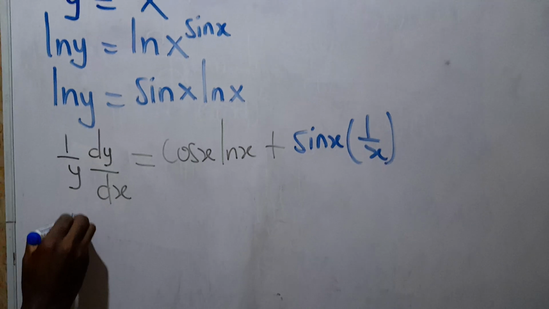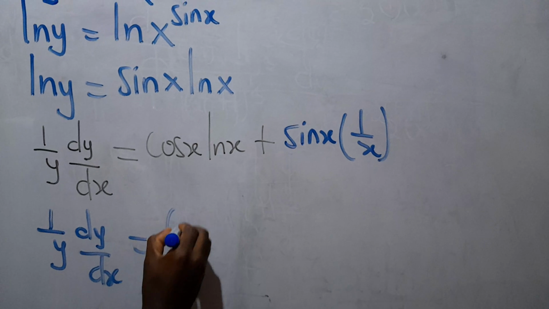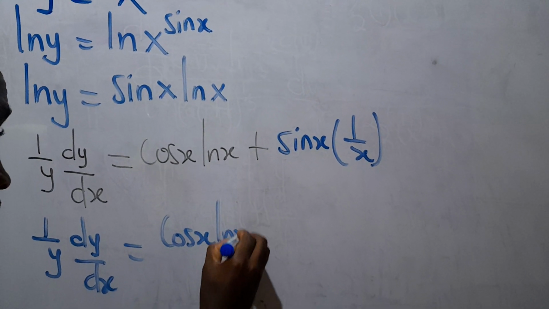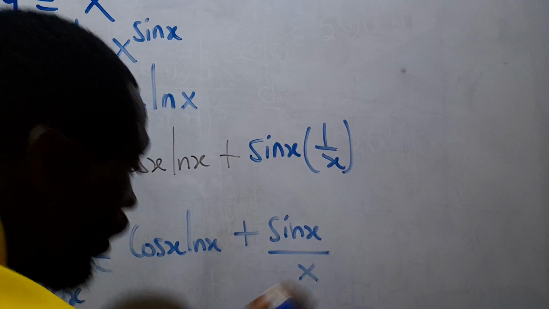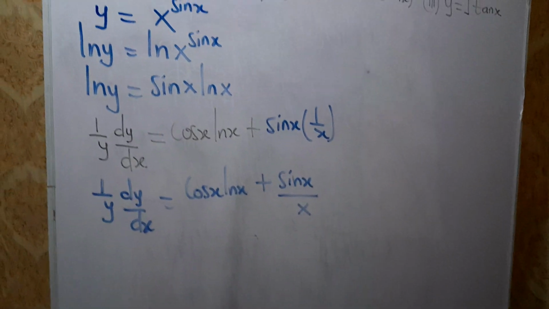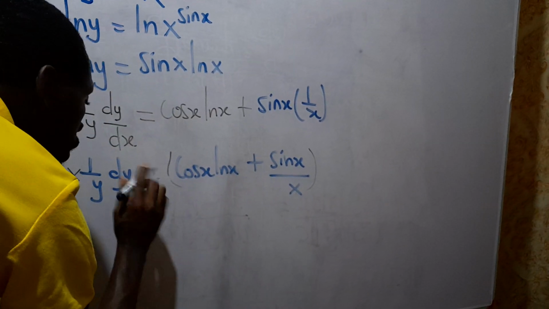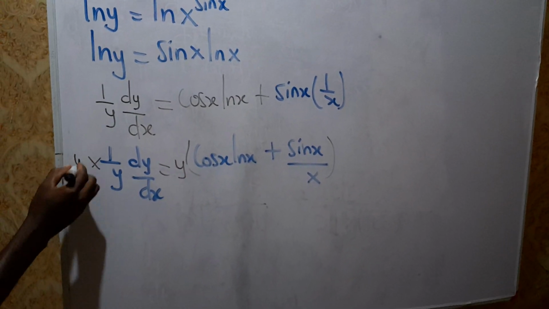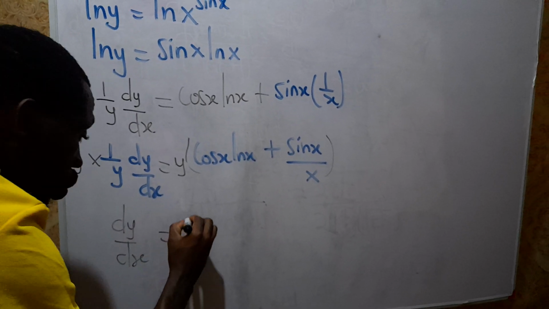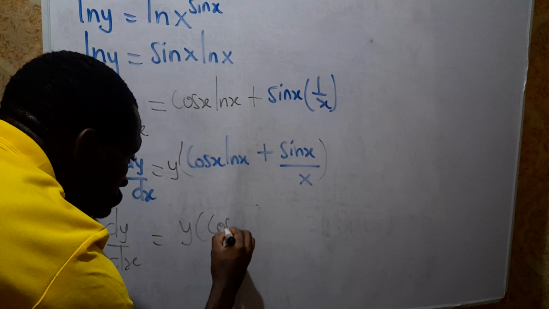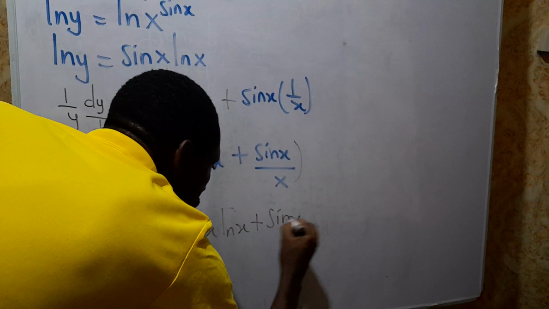So when we polish this, we have 1 over y dy over dx is equal to cos x ln x plus sin x over x. So we can multiply both sides by y. Here also by y. So this y can divide that y. We'll be left with dy over dx equal to y into bracket cos x ln x plus sin x over x.